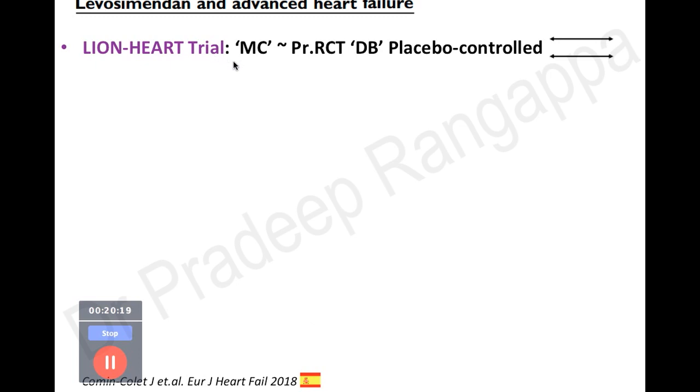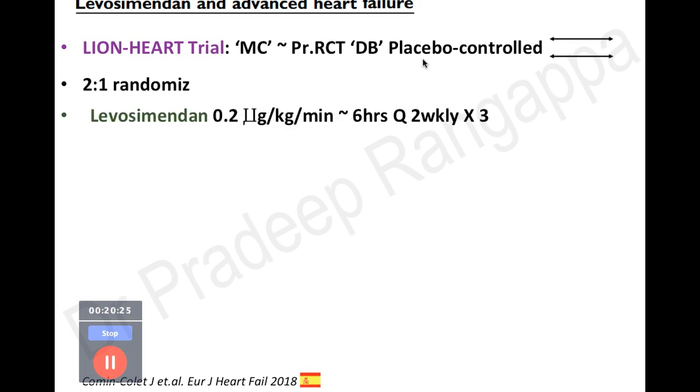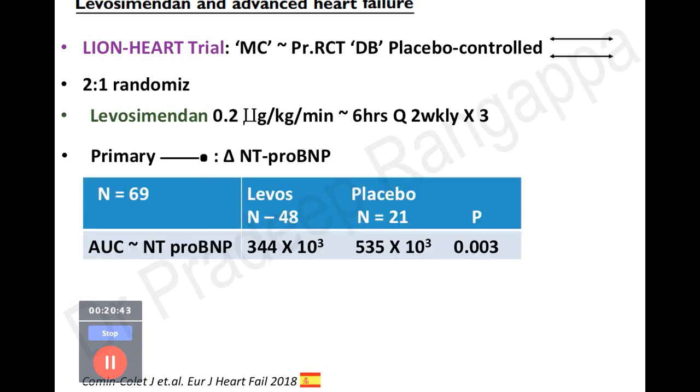So the Lionheart trial is a multicentric, prospective, randomized controlled, double-blind, placebo-controlled parallel group trial, with 2:1 randomization. Again here they used the same dose, 0.2 micrograms per kg per minute for 6 hours every 2 weeks for 3 sessions, which is over the course of 6 weeks. And for the primary endpoint, they looked at change in pro-BNP. If there was a reduction in pro-BNP, then it had a beneficial effect. So they had 69 patients, 48 in the levosimendan group and 21 in the placebo group.